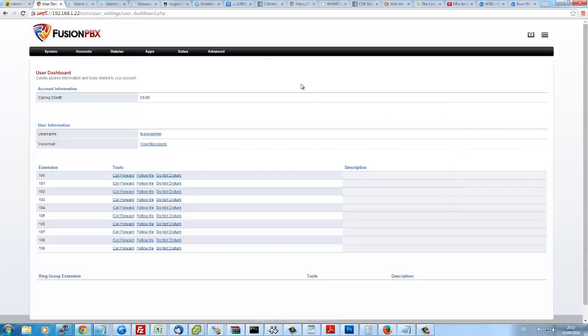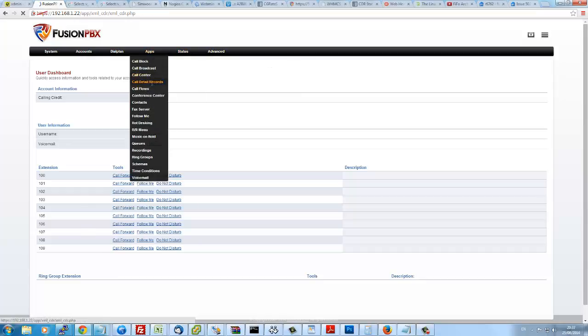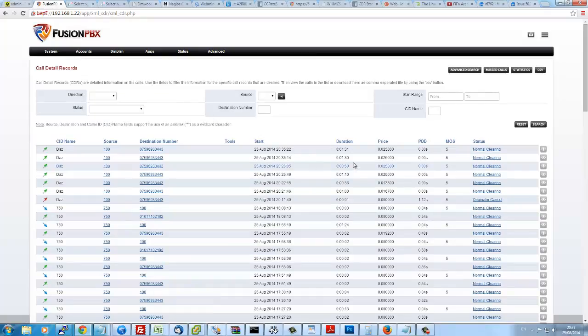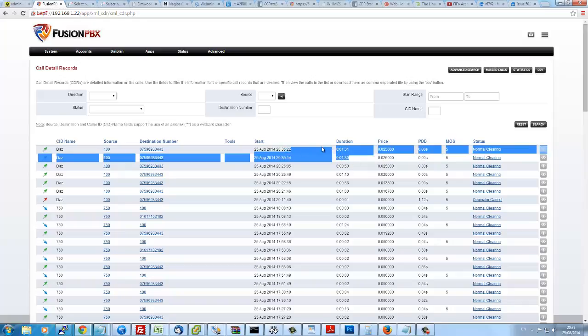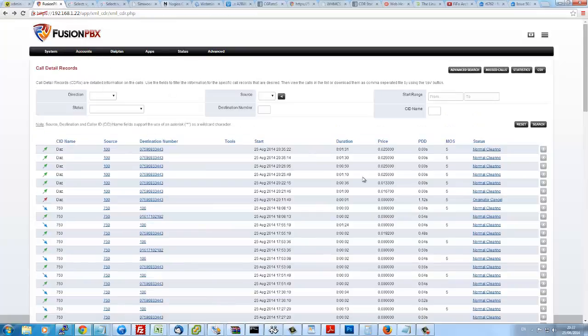I'll F5 it, we've got no balance left, and we'll have a look at the call detail records, and you can see there's our 3 minutes. They were charged at 2.5 pence each, and the other minute came from the minutes balance.